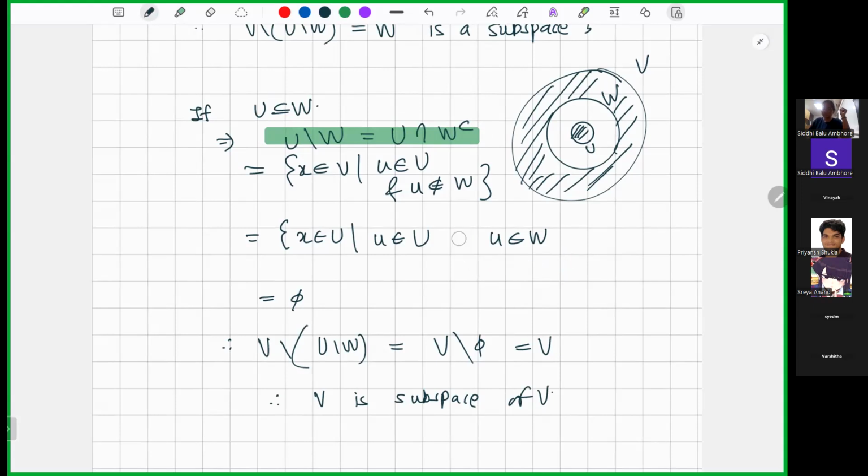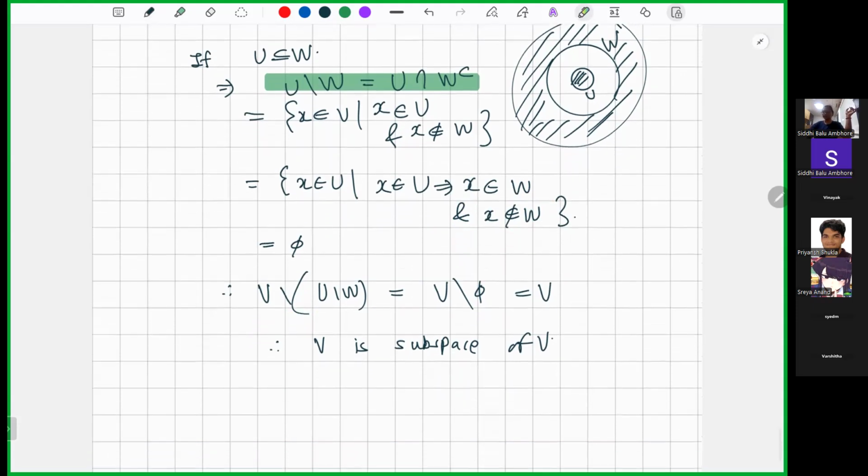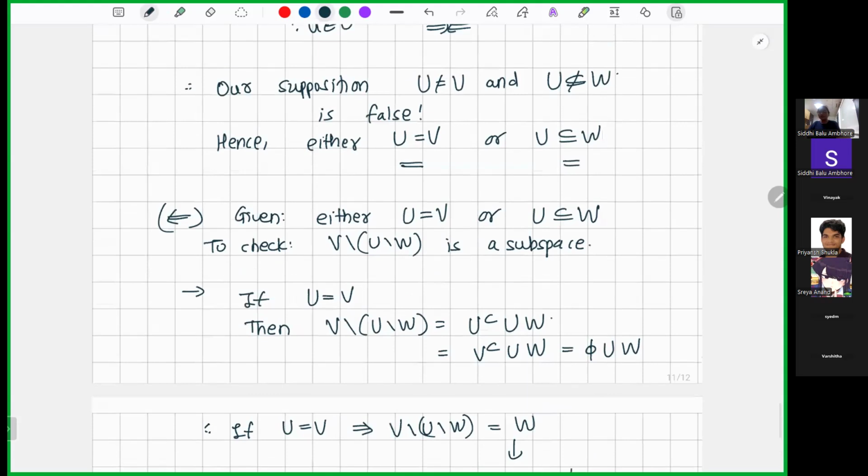So this implies x belongs to W and x does not belong to W. Sorry, this x. So ultimately what I'm having is that x belongs to W and x does not belong to W. So that is not possible, these two conditions together. And that is giving me the empty set. So this V minus U minus W in this case becomes V minus the empty set, which is just V. And V is anyway a subspace of V itself. And so both the conditions are satisfied.